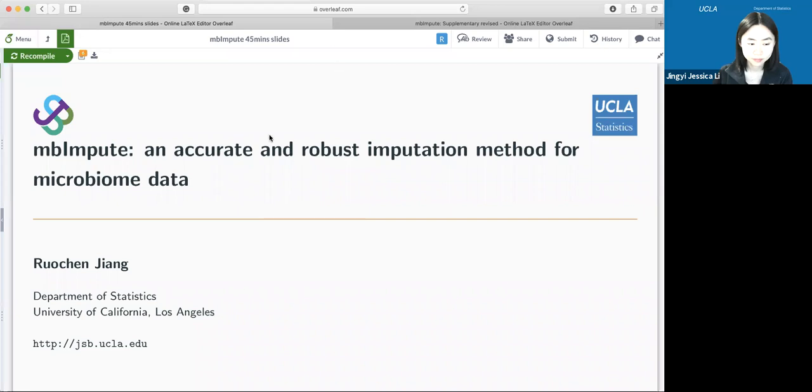Okay, so hello everyone. Today I'm going to introduce my research. It's called mbImpute, an accurate and robust imputation method for microbiome data.